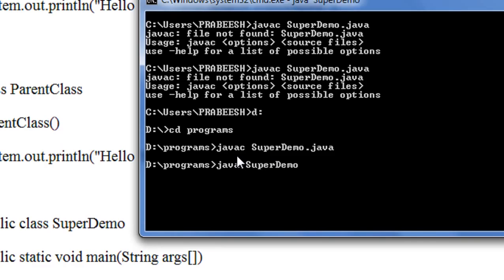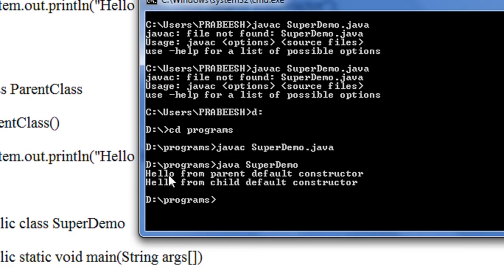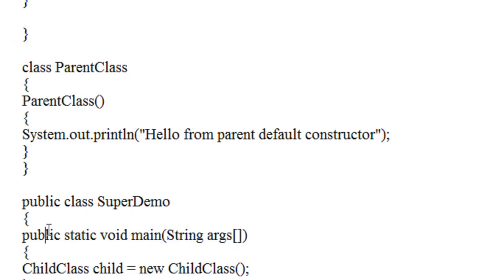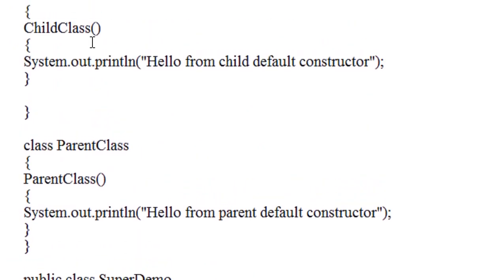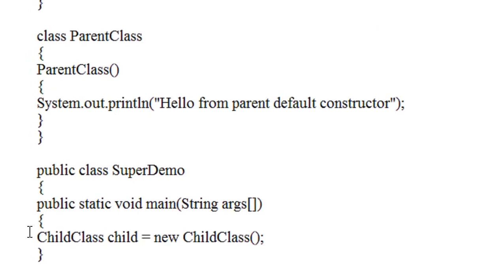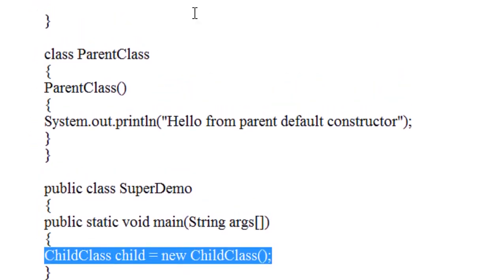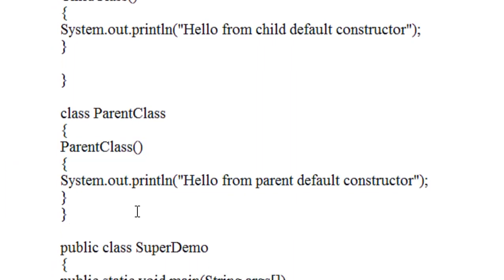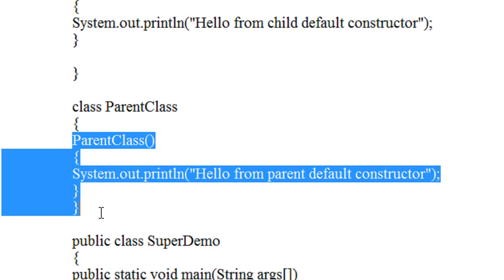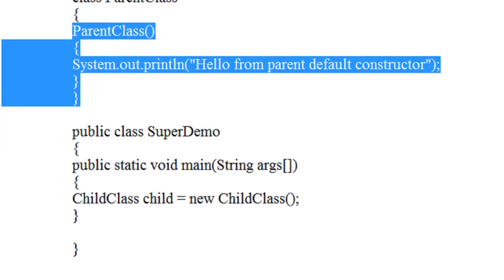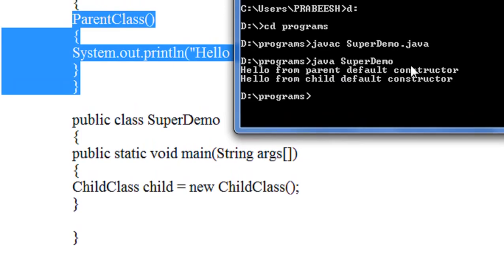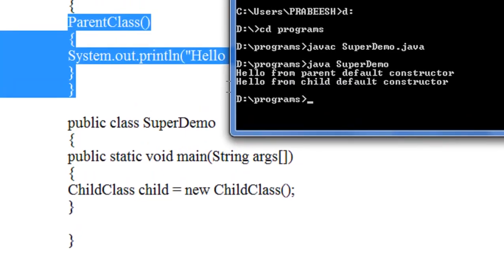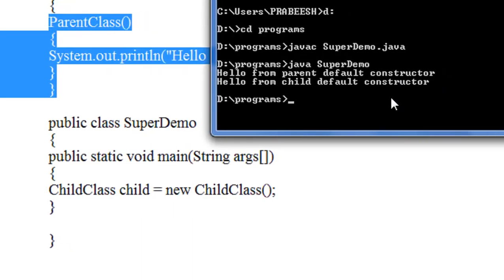Okay, you can see first in this program we just create an object of the child class. We cannot create an object of the parent class here. So the object is the child class object. Then by rule, when we create an object of the child class, it will invoke the parent constructor first, and only then it will invoke the child constructor. That's why in this output, it first invokes the parent default constructor, and after that it invokes the child default constructor.